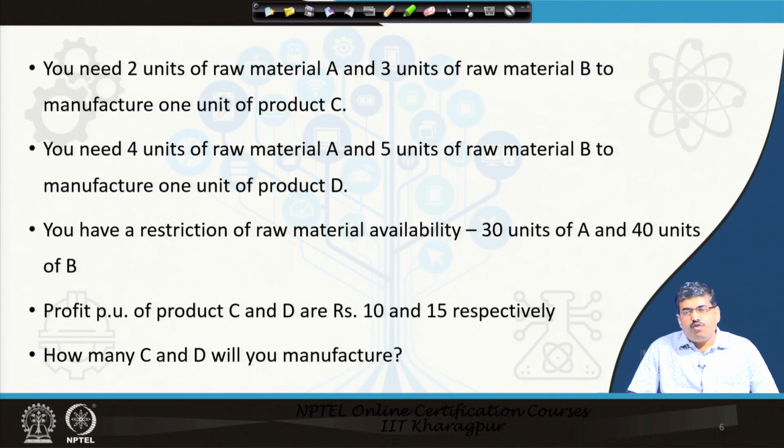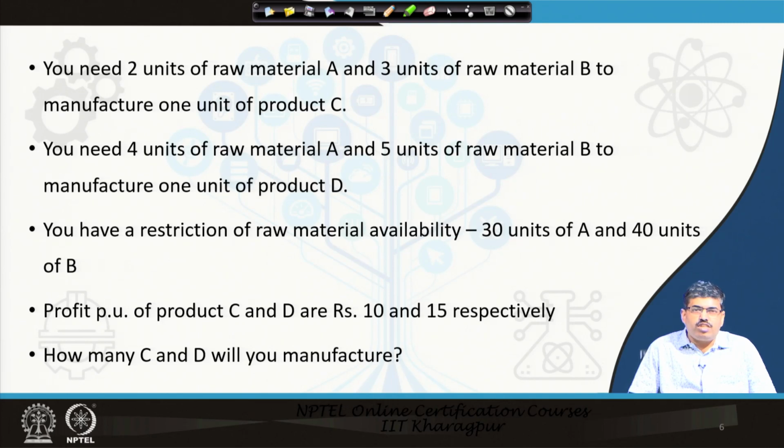Similarly, you need 4 units of raw material A and 5 units of raw material B to manufacture a product D. Same thing. So, a company is manufacturing 2 products, C and D, and you need 2 units of raw material A and 3 units of B to manufacture C, and 4 of A and 5 of B to manufacture D. Okay. Clear?